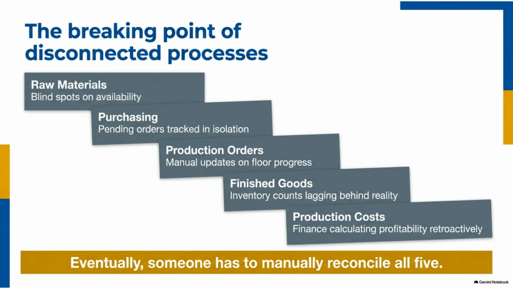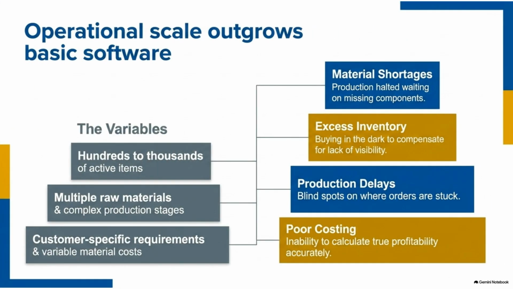Disconnected processes often create a breaking point. From raw materials and purchasing to production orders, finished goods, and costs, manual reconciliation of these siloed areas is inefficient and prone to error. As operations scale, basic software fails to keep up.